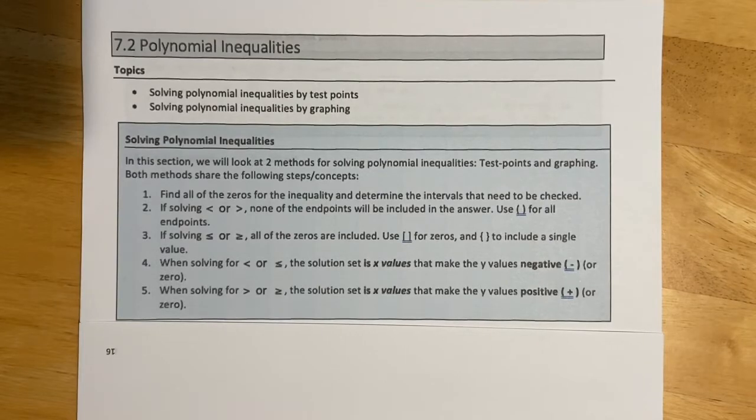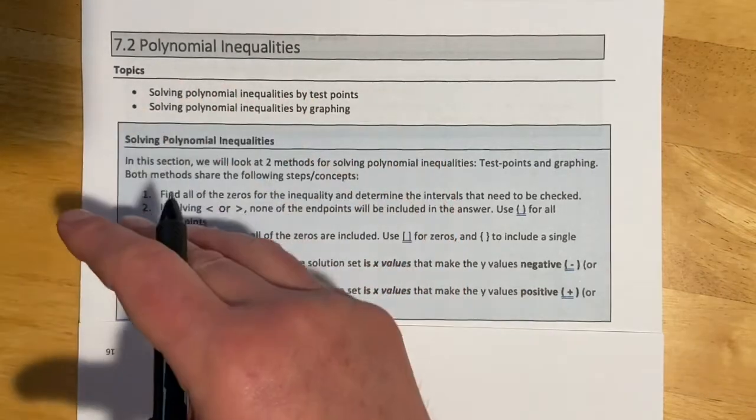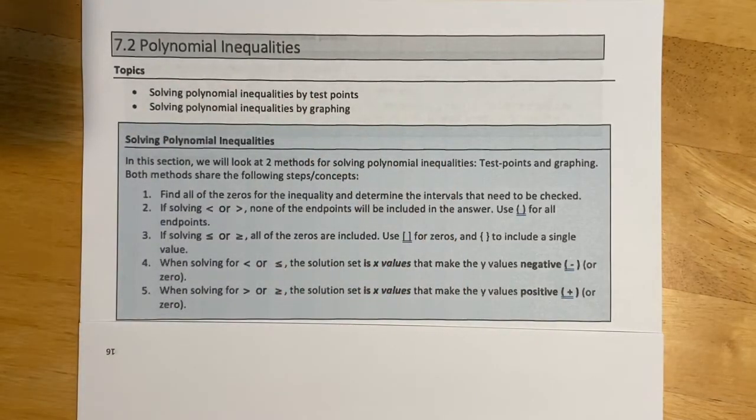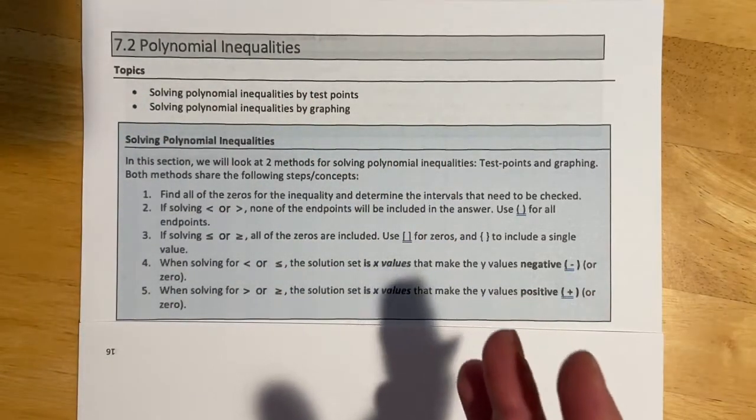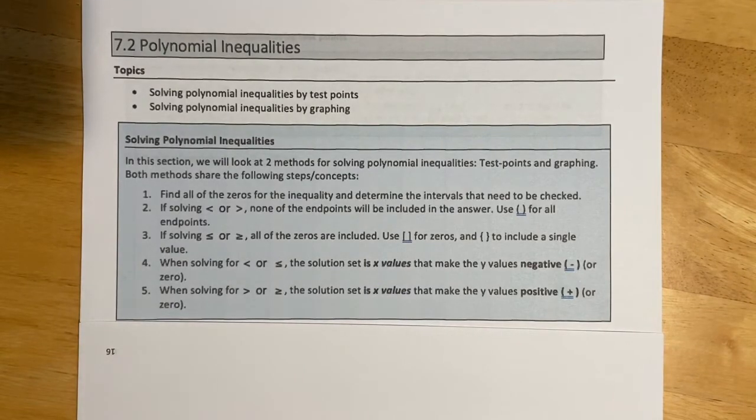In this section we're looking at polynomials again, just like we did in 7.1, but this time we're going to have greater than or less thans rather than equals. So we'll expect to get solution sets rather than particular solutions if we're just solving set to 0. And we're going to look at two methods for doing that.